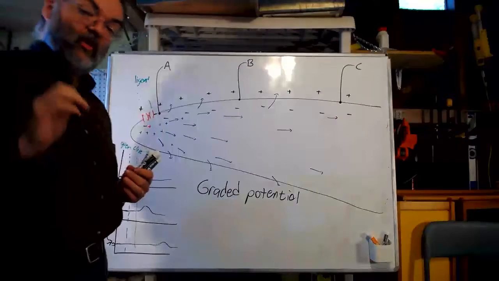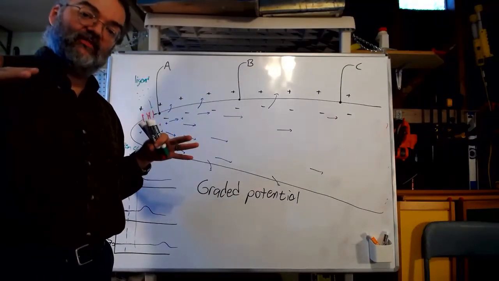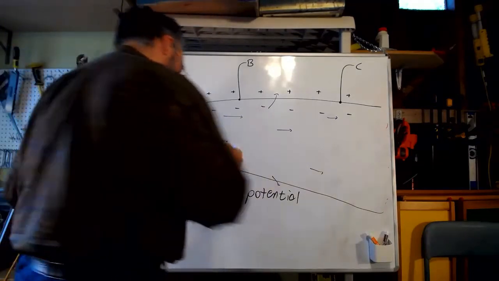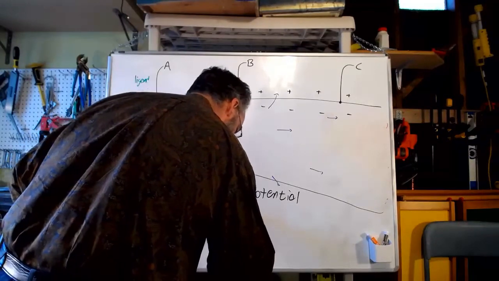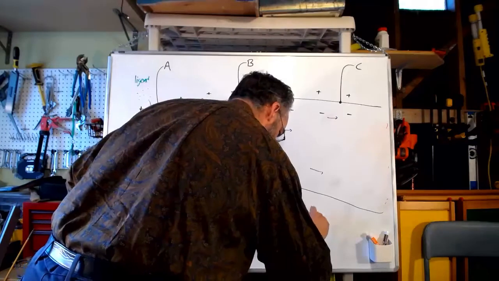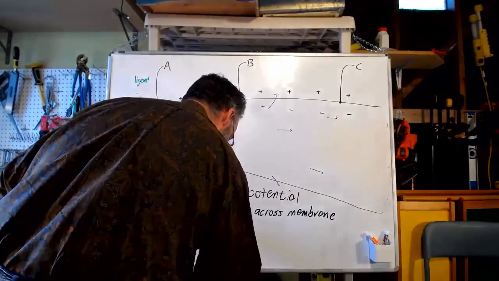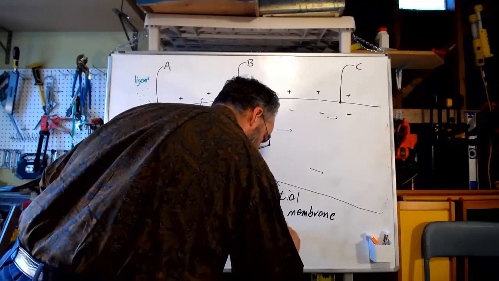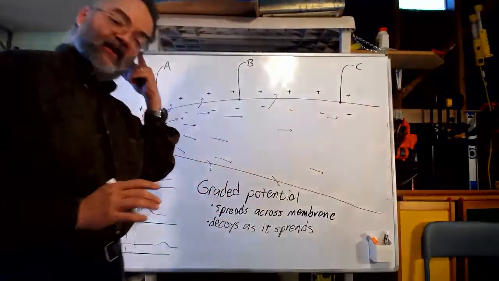Graded potentials are one kind of nerve signal. It's a spreading wave of change in membrane potential that gets smaller as it spreads. So this spreads across the membrane, decays as it spreads, so it gets smaller. What else can we say about it?